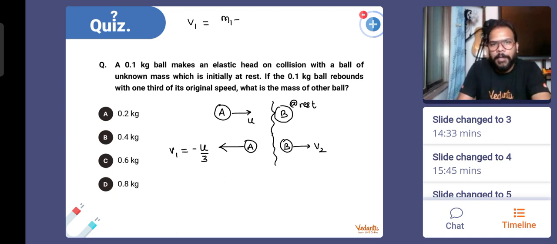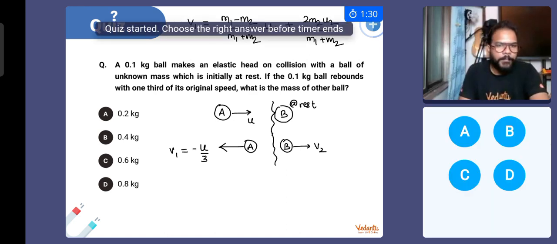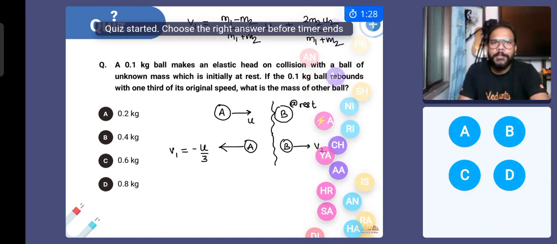V1, I hope you guys have written the formula. M1 minus M2 upon m1 plus m2 into u1 plus 2 times m2 u2 upon m1 plus m2. This is said that v1 is minus of u by 3. m1 का value is given, m2 पता लगाना है, giving you all 90 seconds and your time starts in 3, 2 and 1. सब कुछ कर दिया मैंने, तुम्हें कुछ नहीं करना. You guys have to do nothing.